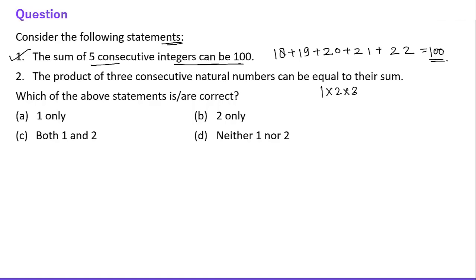So 1, 2, 3, three natural numbers: the product is equal to 1 plus 2 plus 3. Right? So both are 6. So 6 is equal to 1 into 2 into 3, equal to 1 plus 2 plus 3. Okay. So which of the above statements are correct? Both are correct. Clear? This is the simple property of numbers. Okay, fine. Now let's move to the other one.